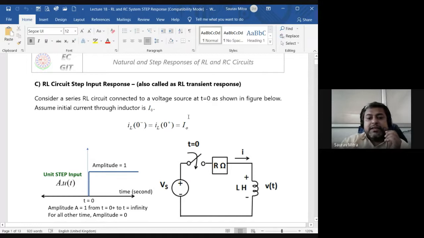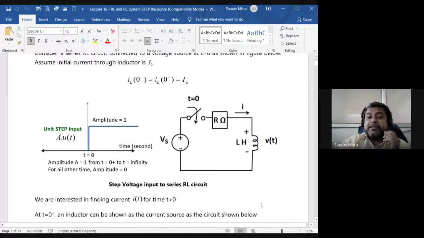So what is this? We are giving a step input to the circuit, and the input is connected, but not connected to R and L because the switch is open. Now at t equal to 0, I am closing the switch. As soon as I close the switch, the supply is not immediately connected to R and L. It takes some time, 0 plus. So after 0 plus time, the supply is connected to R and L.